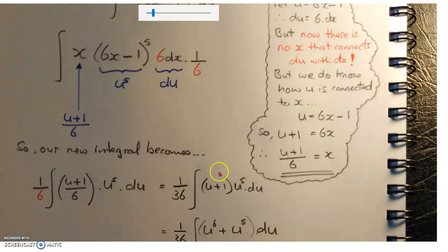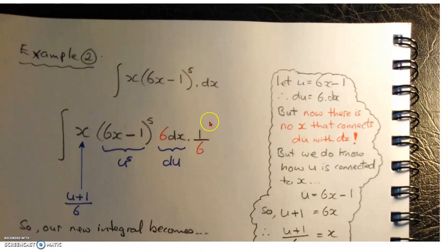Okay, now this one is going to be quite tricky. Don't worry about all this stuff yet, I'll get to that. Just look at this integral. You're going to be asked to integrate x brackets 6x minus 1 all to the power 5 dx. And again, we concentrate on what's inside the brackets, 6x minus 1, and we let u equal that, which means that du is going to come out as 6 dx.